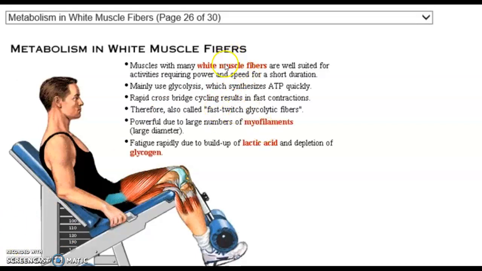So again, the fast twitch or white muscle fibers use mainly glycolysis. They don't really use the Krebs cycle and oxidative phosphorylation, but they do make ATP, just not nearly as much as you could make if you went through the other processes. But they are much larger in diameter than the red muscle fibers, and so usually the muscles that have them are going to be larger. They fatigue rapidly, because when you deplete your glycogen and build up your lactic acid, it's hard to maintain contractions under those conditions, and it's usually fairly quick.